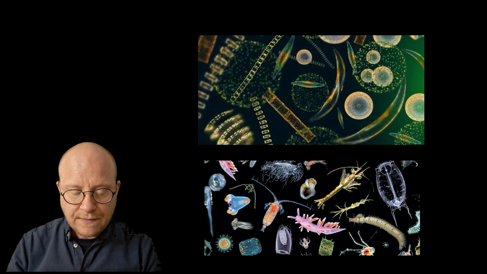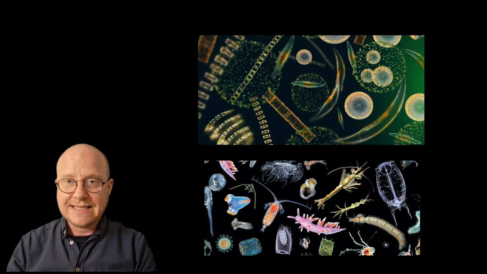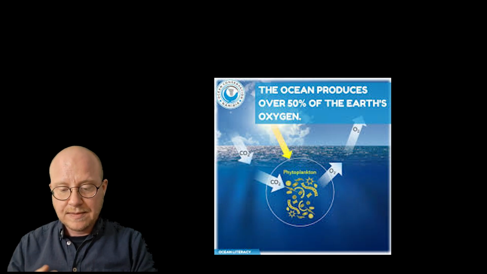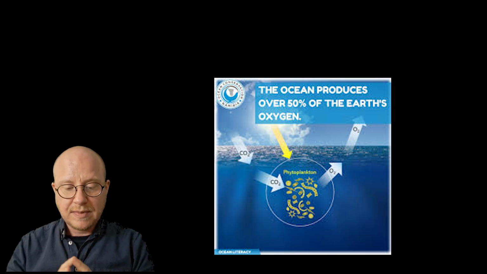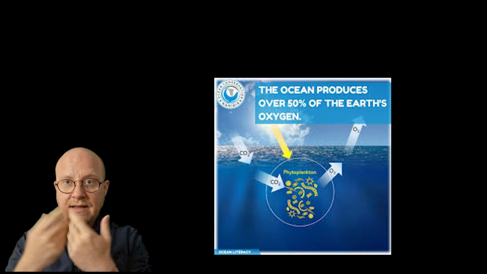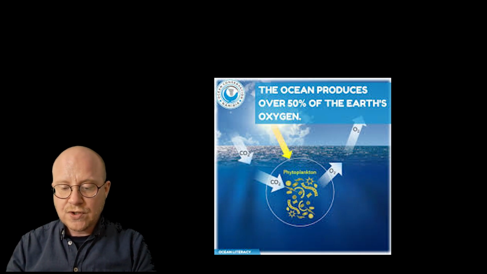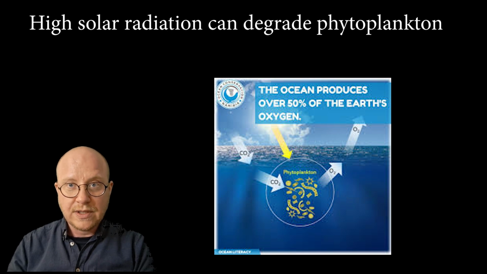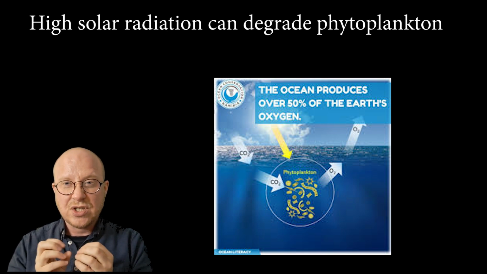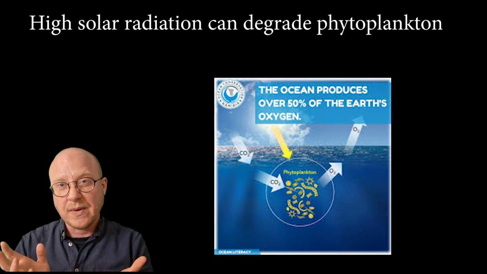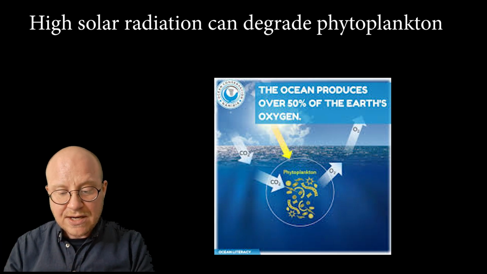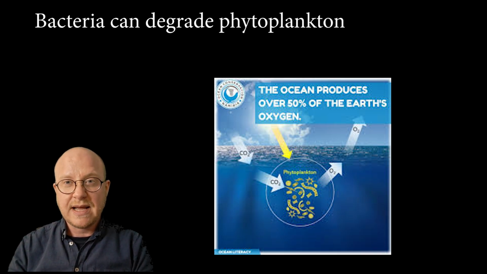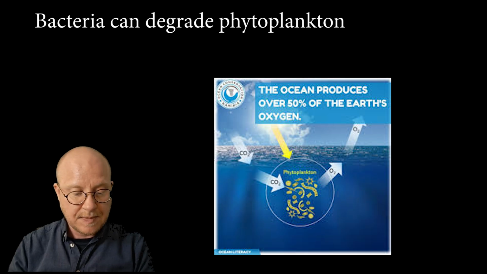During photosynthesis, phytoplankton assimilate CO2, carbon dioxide, and release oxygen, just like terrestrial plants. Take in the carbon dioxide and release oxygen. If solar radiation is too high, phytoplankton may be photodegraded. It means that solar radiation can break them apart. Bacteria can also degrade them. Degrade kind of just means break down or break apart. So bacteria can also do that to them.